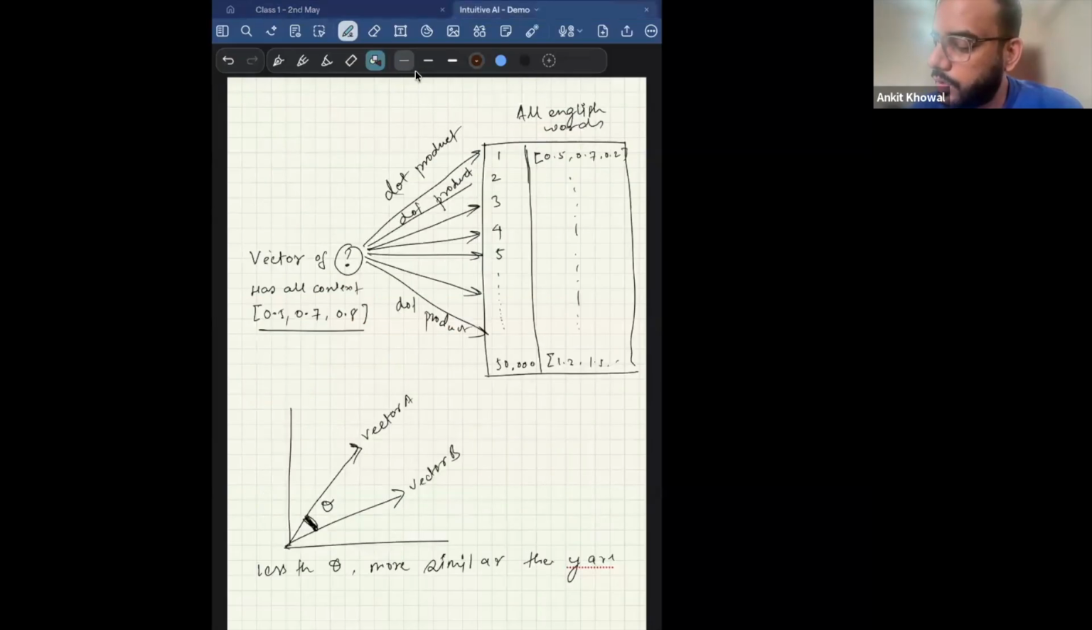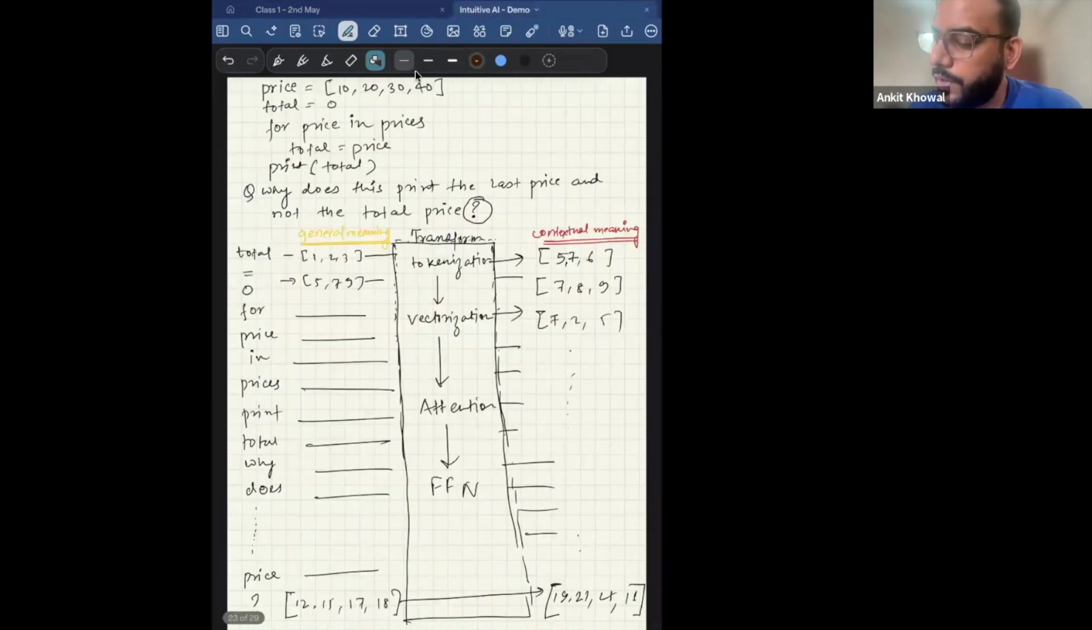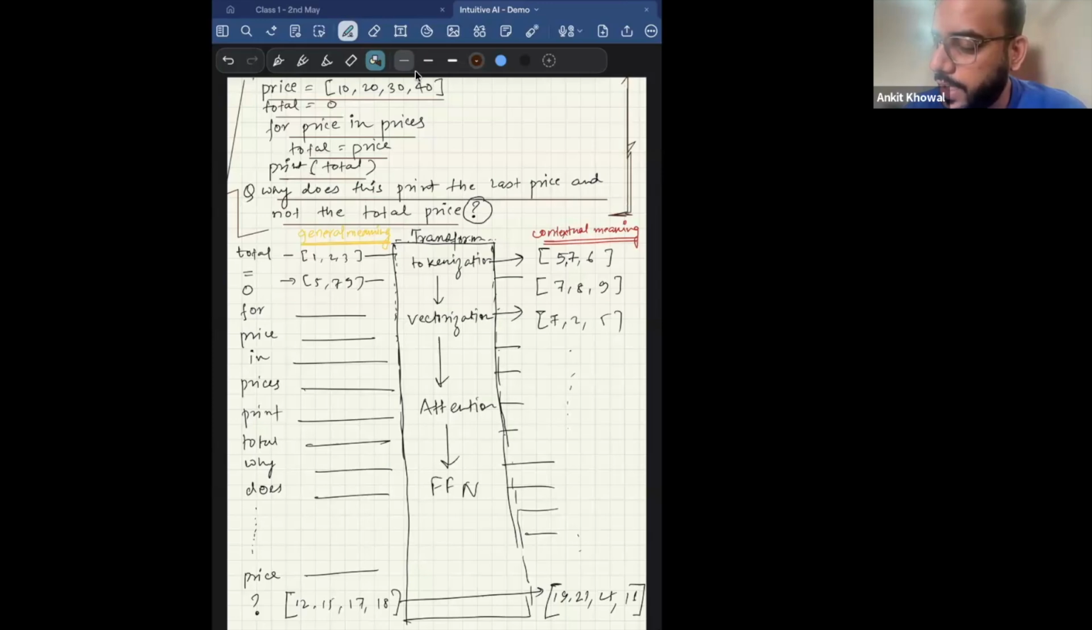So what did we do? We had this price thing. We had this program: total is equal to 0, for price in prices, total is equal to price, print total, right? And then we posted a question: why does this print the last price and not the total price? This was our input to the LLM, and we want an answer from the LLM. We are looking at the inference phase of the LLM. That is what we look at.